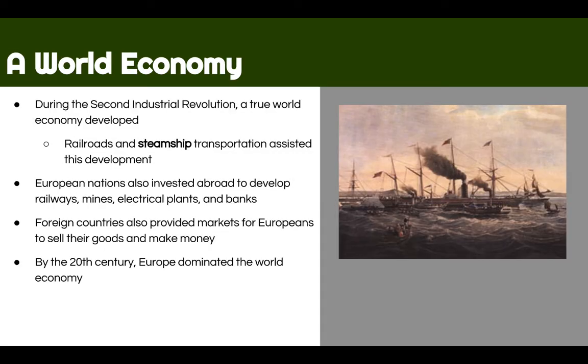Ultimately, what we see developing in the 19th century is a true world economy, where railroads and steamships aid in transporting goods throughout the world. European nations also invest abroad in developing railroads in places where they need them. For example, the British developing railroads in India or South Africa in order to get raw materials to coastlines so they can be shipped to industrial centers. We see electrical plants, modern banking developing around the world to assist with this trade.